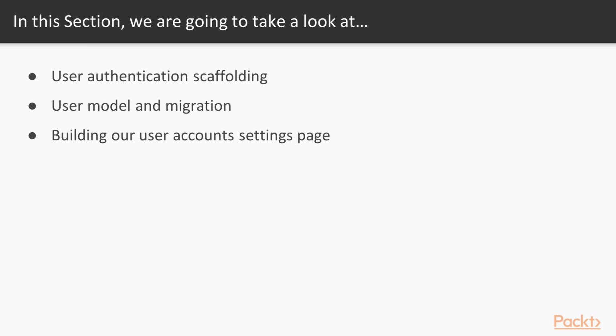After that, we will take a look at our user model and migration file to see what was generated for us, and then we will run our migration to start our database. Finally, we will build our user account settings page. This will allow our users to change their name, email, and password.